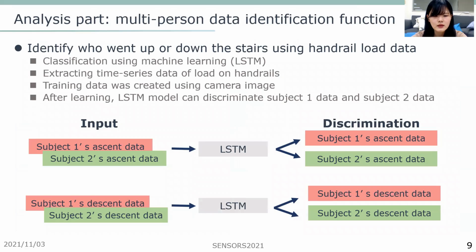Next, I'll explain the multi-person data identification function. This feature uses handrail load data to identify who went up or down the stairs. In this study, we applied an LSTM network to identify the differences in individual characteristics. To create the training data, we first extracted the load data on the handrails. Then, I visually checked the camera images to see who was using the stairs and labeled that load data. Then, we trained the labeled data on the LSTM and created a classifier to identify the subject.